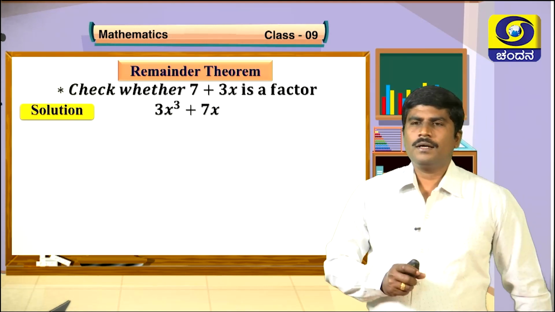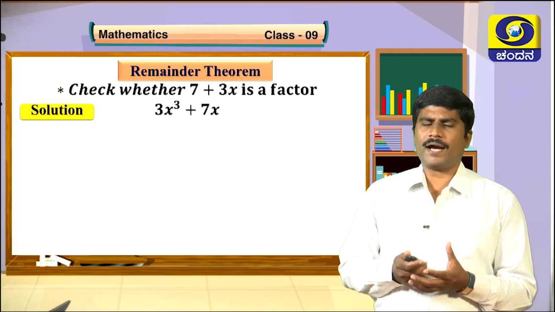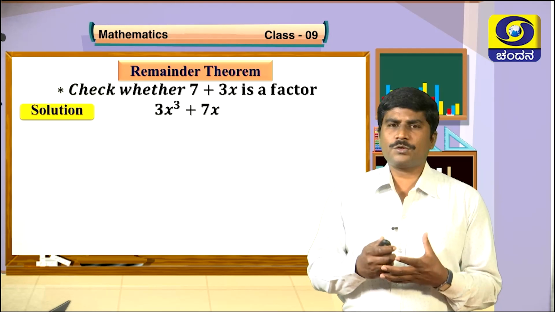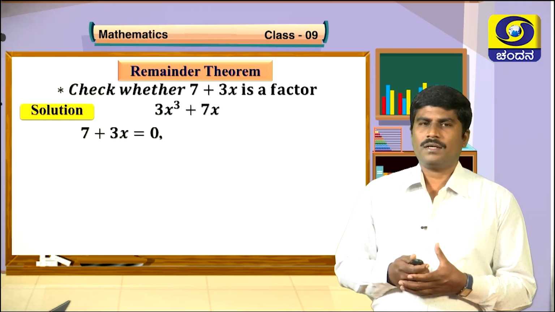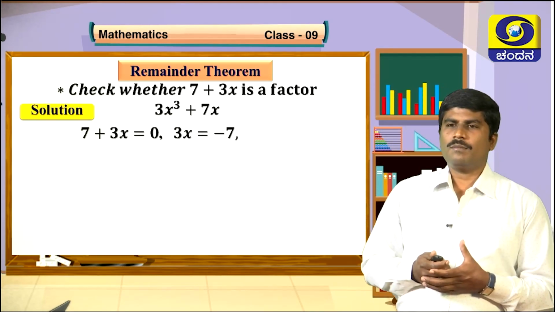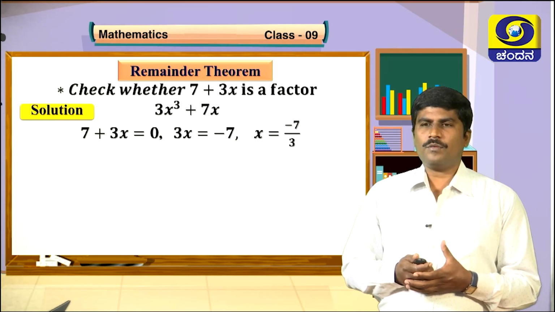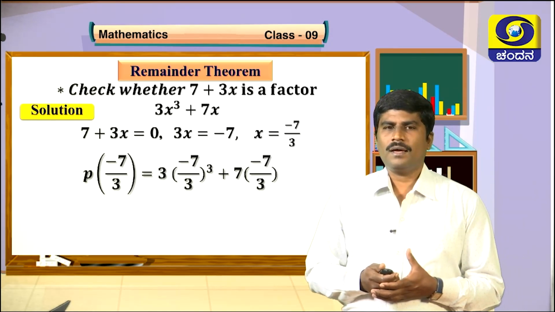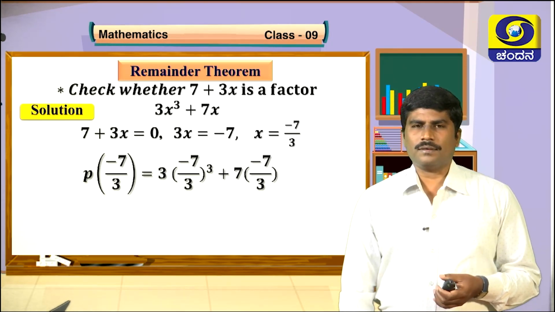Dear children, now let us understand one more problem. Check whether 7 plus 3x is a factor of 3x cube plus 7x. That means 3x cube plus 7x is divisible by 7 plus 3x. Let us take 7 plus 3x is equal to 0. 3x is equal to minus 7. X is equal to minus 7 by 3. Now we are going to put the value x is equal to minus 7 by 3 in 3x cube plus 7x.